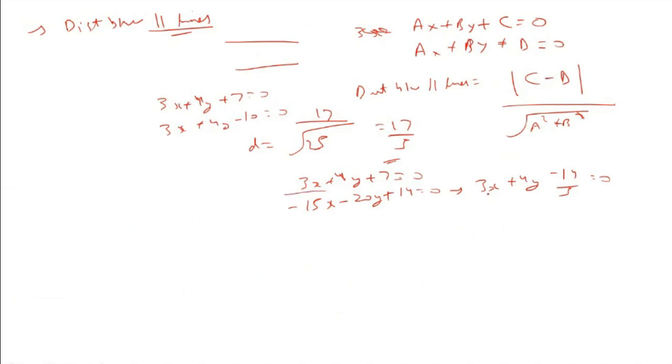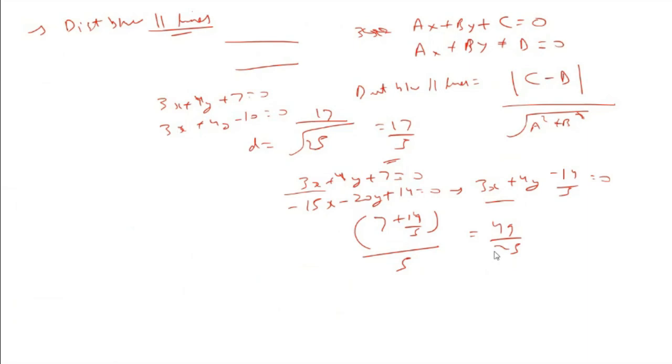Now we know that these are parallel. So again, the same concept works. So 7 minus of minus 14 by 5. So this is 7 plus 14 by 5 over root of 3 square plus 4 square, which is 5 only. So 49 by 25 is the answer.